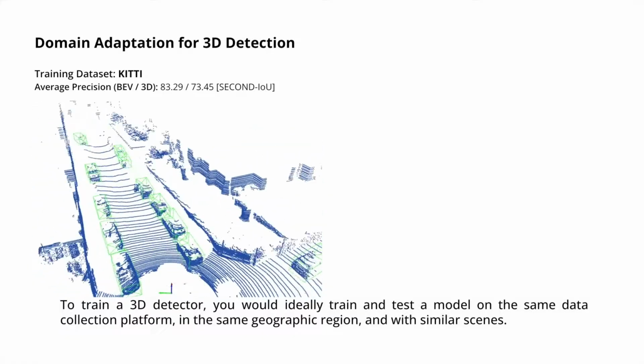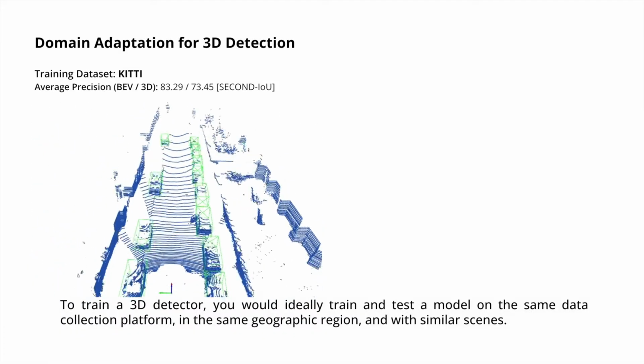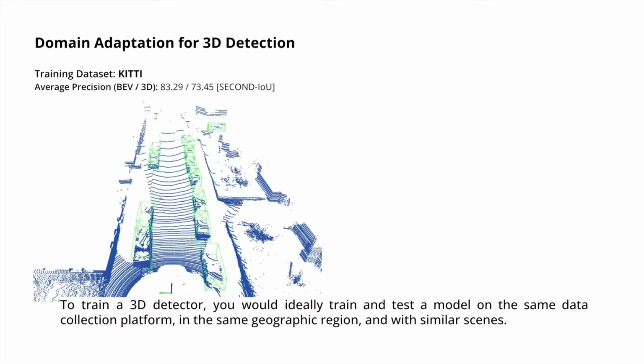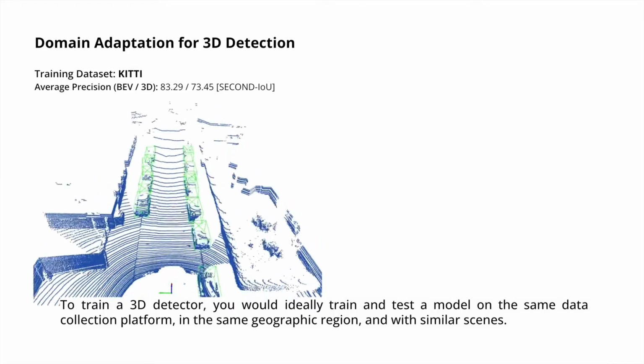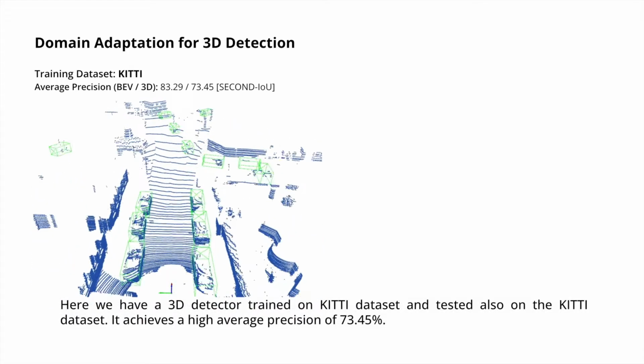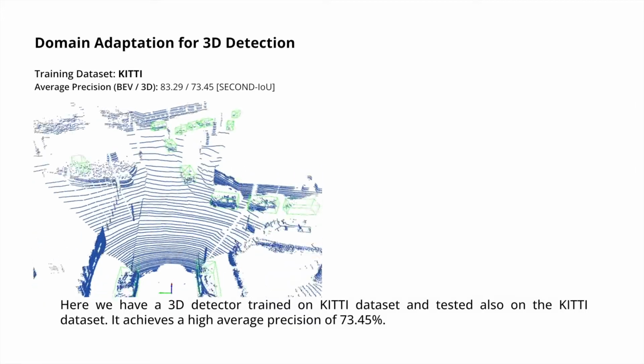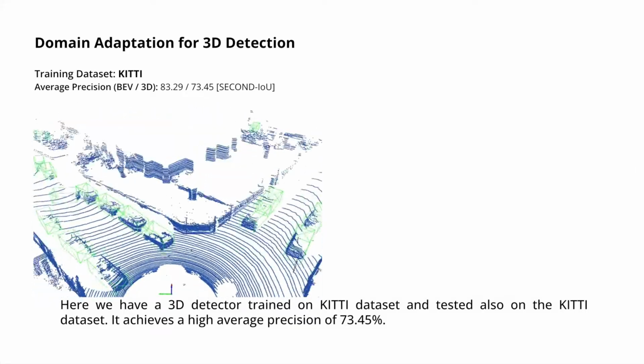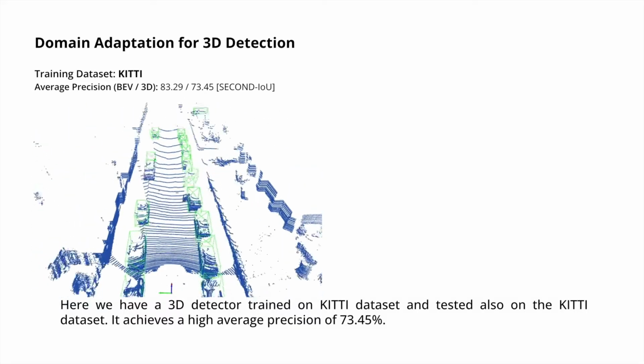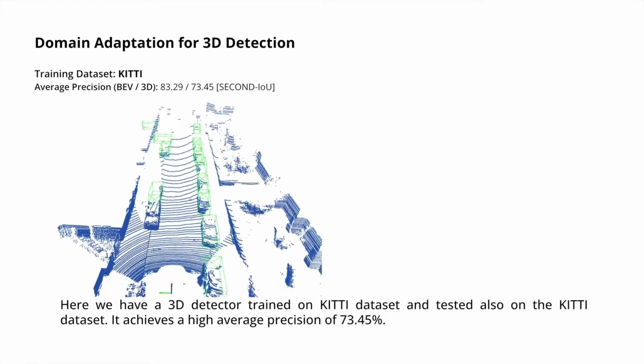To train a 3D detector, you would ideally train and test the model on the same data collection platform in the same geographic region and with similar scenes. Here we have a 3D detector trained on KITTI dataset and tested also on the KITTI dataset. It achieves a high average precision of 73.45%.